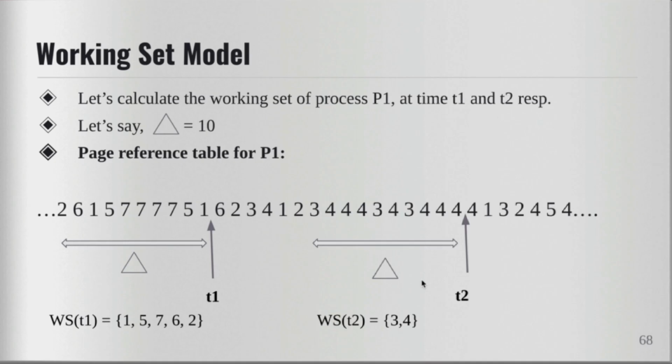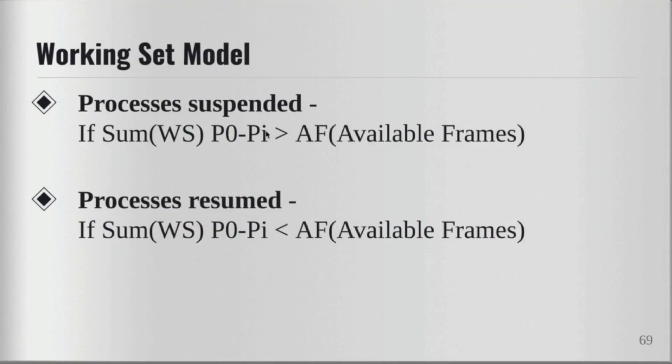So that's why it says that some of the processes are suspended when the sum of the working sets of all the processes is greater than the available frames in the memory, and the reverse is true. When it's a reverse situation, then we resume the processes. So that's how we solve the problem of thrashing with the help of the working set model.